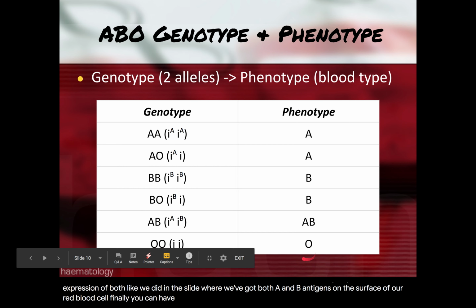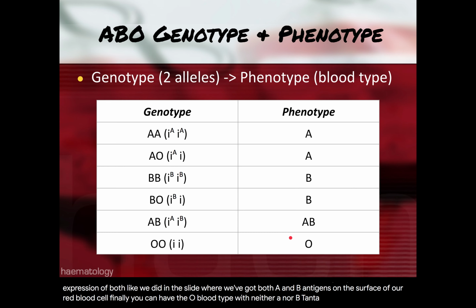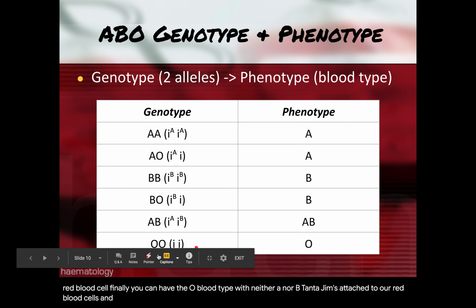Finally, you can have the O blood type with neither A nor B antigens attached to our red blood cells, and you need 2 O alleles to get that combination, that blood type.